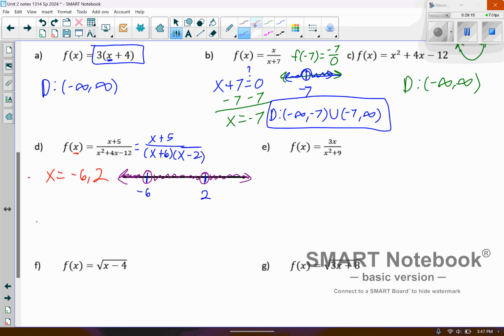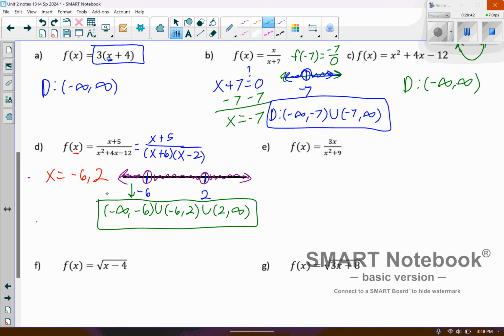So this first part of my number line right here, this would be from negative infinity to -6, okay? And then union, we want to get everything between -6 and 2, okay? And then union, and then we need everything beyond 2. So that'd be from 2 to infinity, and that is our domain for part D.